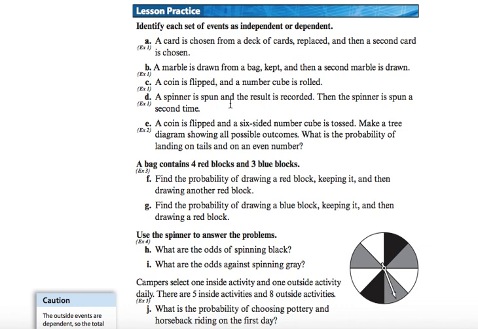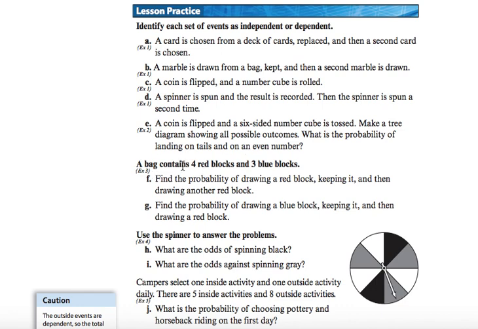Letter E, a coin is flipped and a 6-sided number cube is tossed. Make a tree diagram showing all possible outcomes. What is the probability of landing on tails or on an even number? In this case, in terms of flipping a heads or a tails, you've got 1/2 as your probability. And then the second outcome is having it land as tails or an even number. Your even numbers are going to be 2, 4, and 6. So you again have 1/2, 3 out of 6. So you multiply those two things together. 1/2 times 1/2 is going to equal 1/4.